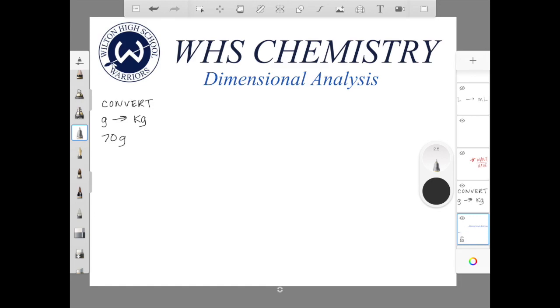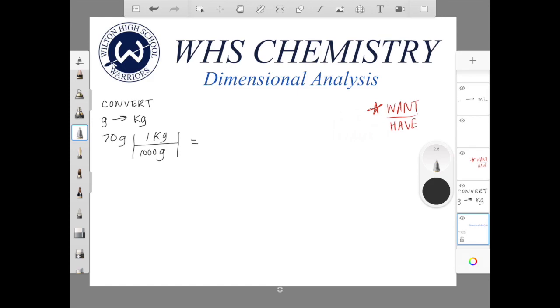A good way to do dimensional analysis is to always remember to set it up as what we want over what we have. We have 70 grams. In order to cancel out our grams, we want what we want over what we have. We want kilograms, so for our conversion factor, we would do 1 kilogram over what we have, and that would be 1,000 grams. So it's always what we want over what we have.